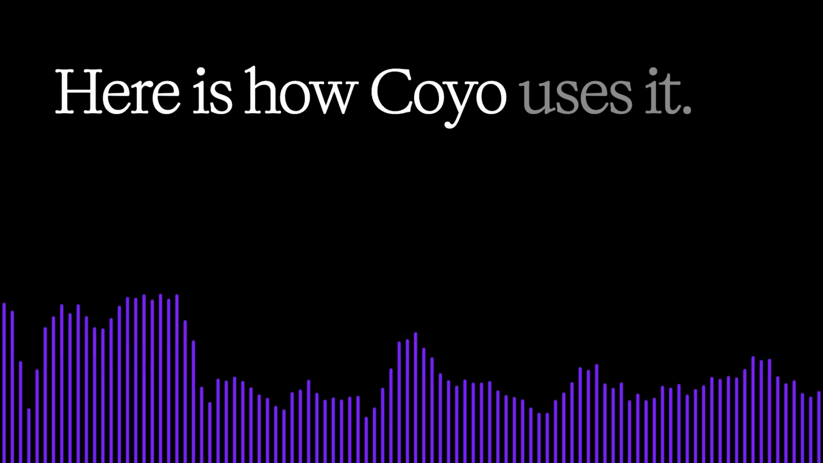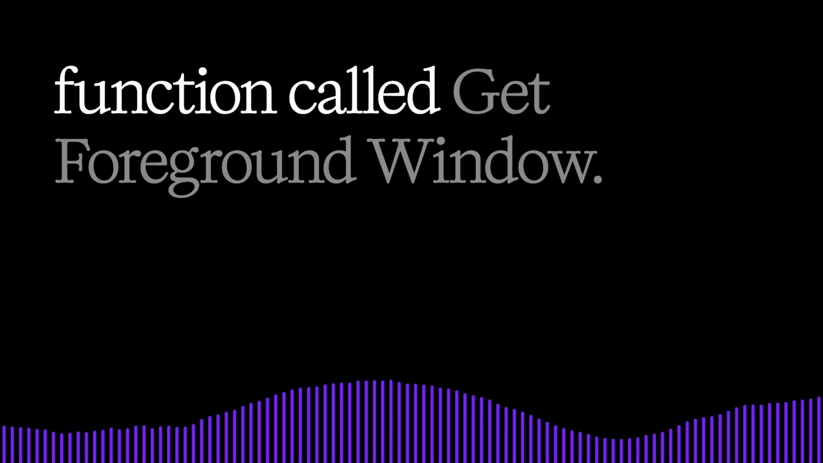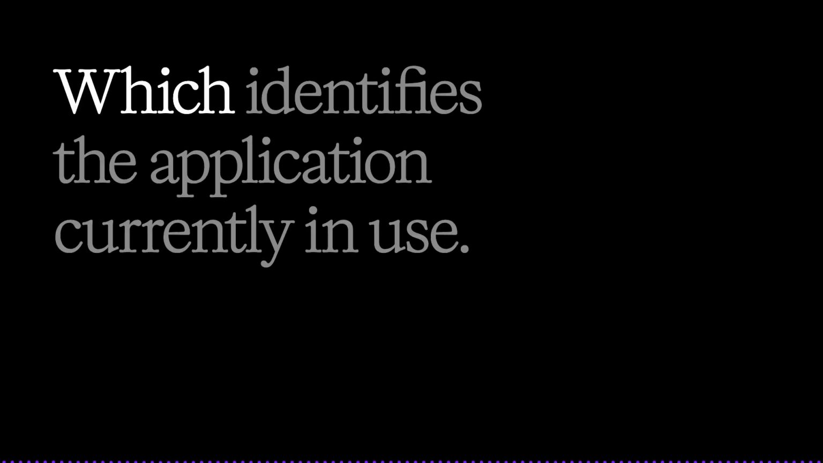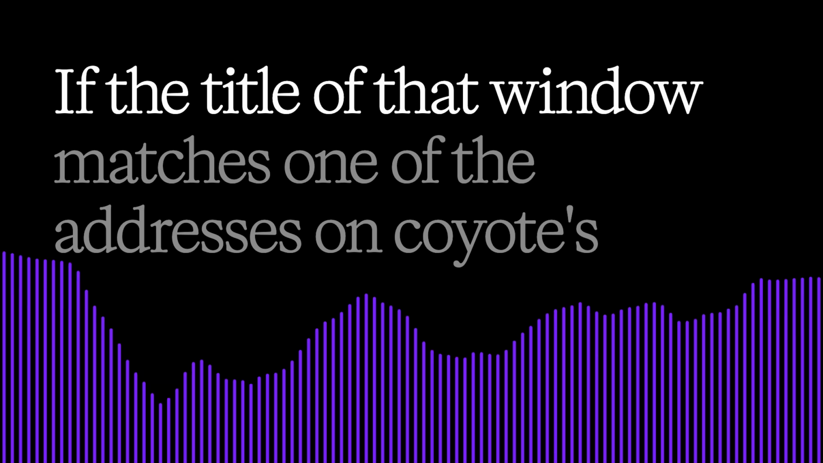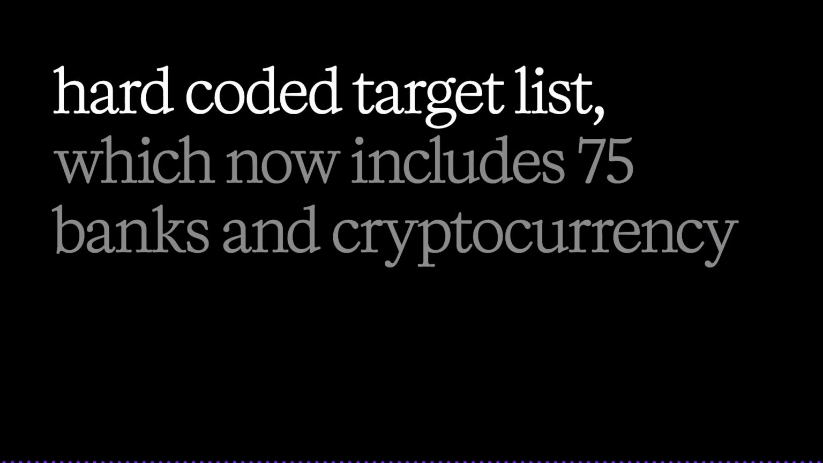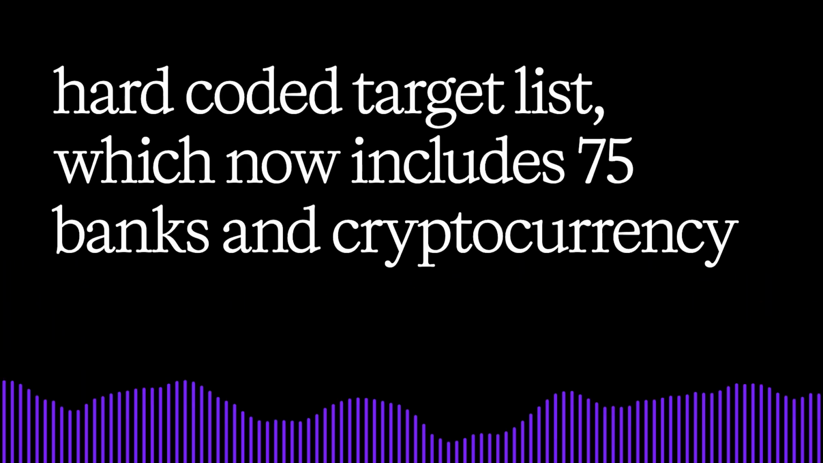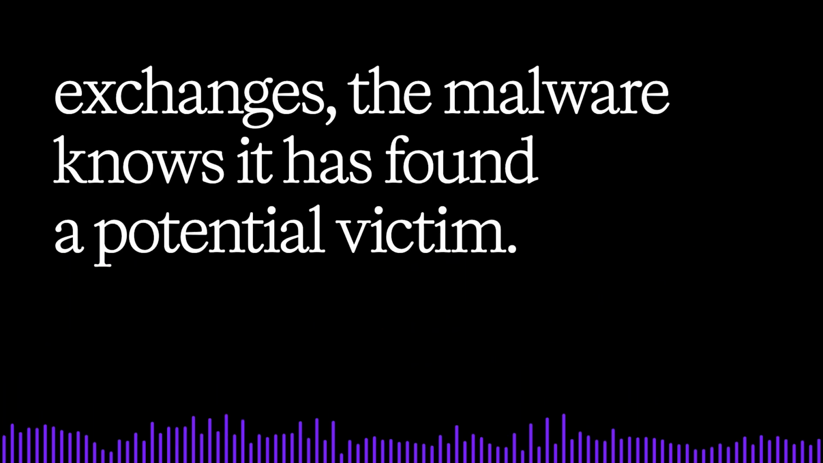Here is how Coyote uses it. The malware begins by calling a Windows function called getForegroundWindow, which identifies the application currently in use. If the title of that window matches one of the addresses on Coyote's hard-coded target list, which now includes 75 banks and cryptocurrency exchanges, the malware knows it has found a potential victim.